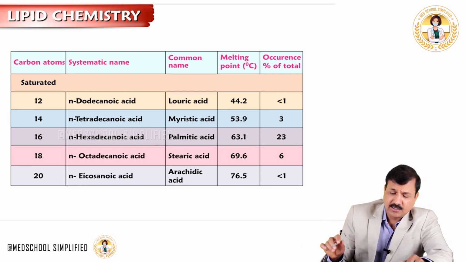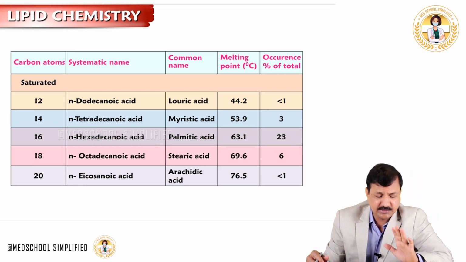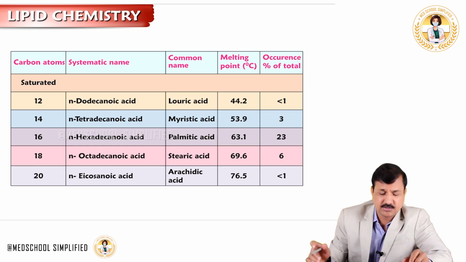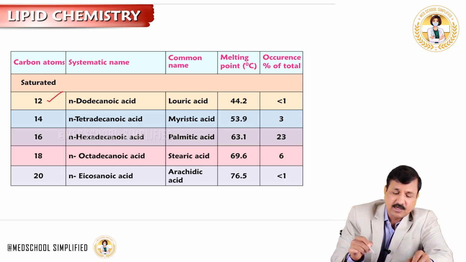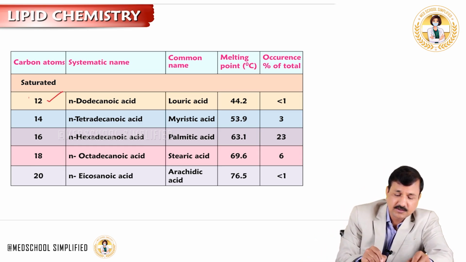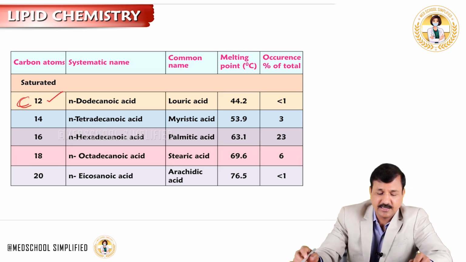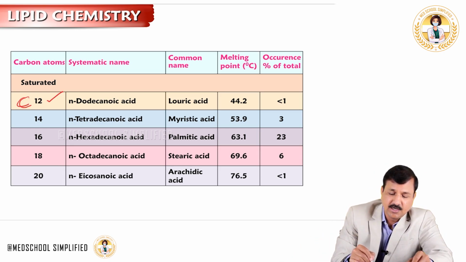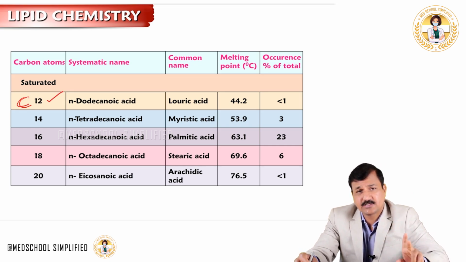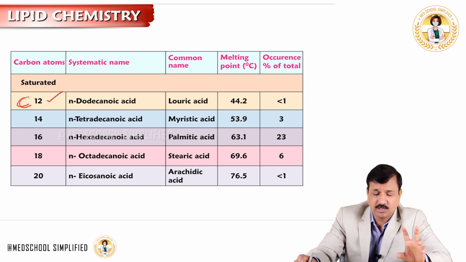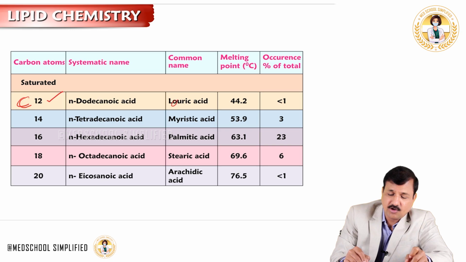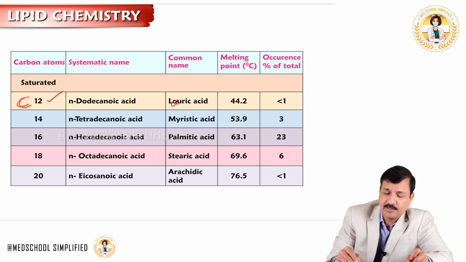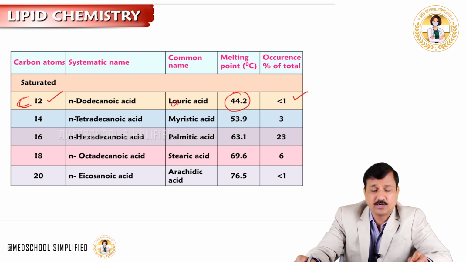Okay, so first we are looking at saturated fatty acids, which do not have any double bonds. So carbon number 12, C12. The 12 carbon fatty acid, the systemic name is dodecanoic acid. Dodecanoic acid means deca means 10, do means 2, so that means 12 carbons. Usually it is called lauric acid. Lauric acid, melting point is 44.2 degrees centigrade. Frequency of occurrence is less than 1%.